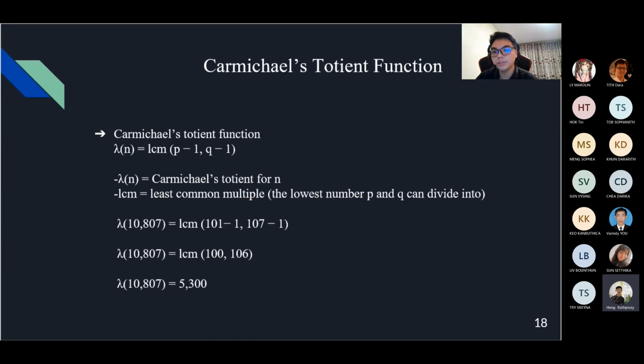The next one is to use the Carmichael totient function, which has the formula of λ(n) equal to the LCM of p minus 1 and q minus 1. Now we get the least common multiple of 100 and 106. As a result, we get the Carmichael totient function equal to 5,300.